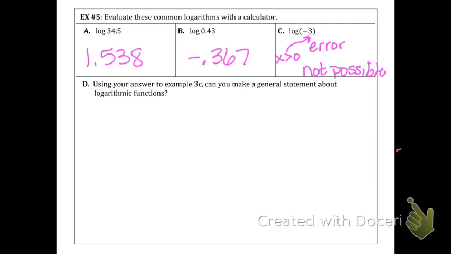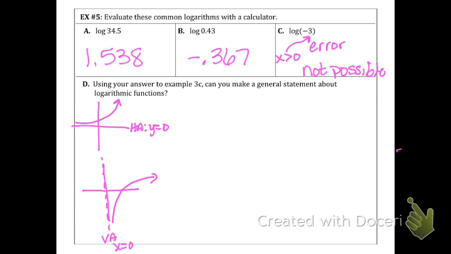It says, using your answer to example 3C, can you make a general statement about the log function? So remember, an exponential function looks something like this, right? And it's got that horizontal asymptote at y equals 0. Logarithms and exponential functions are inverses of each other, which means, remember, we're going to switch the x and y. So I don't have a horizontal asymptote at y equals 0. I now have an asymptote at x equals 0, which means I have a vertical asymptote happening here. And so if I start switching all my x's and my y's, my graph is going to look like this. So this is the log function.